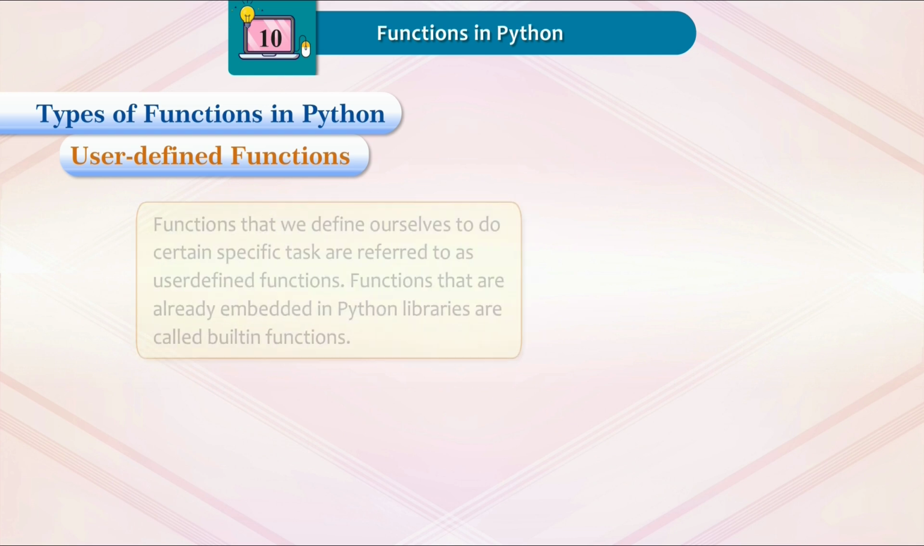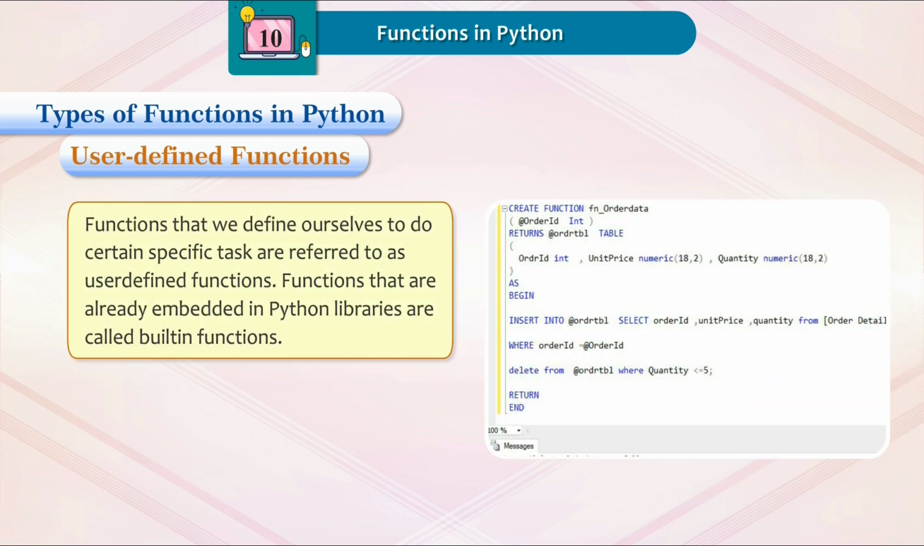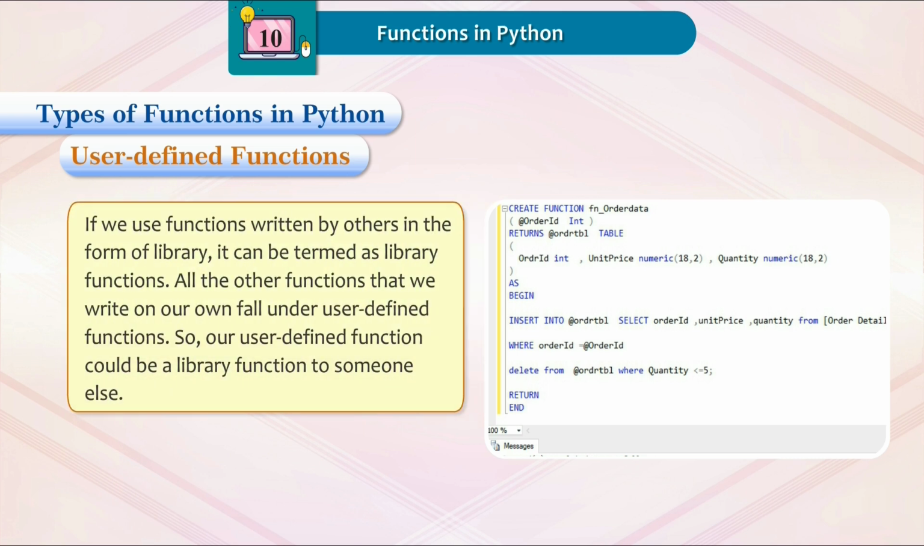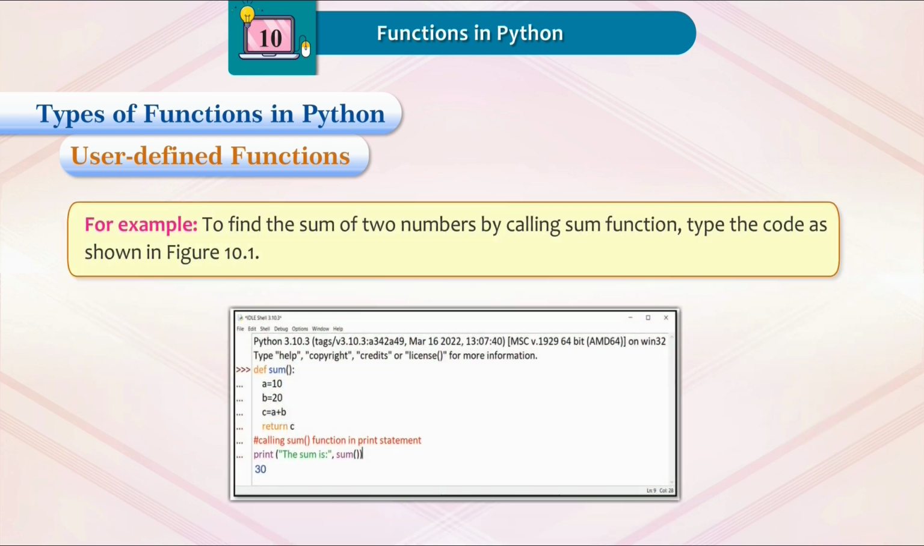User-defined functions. Functions that we define ourselves to do certain specific tasks are referred to as user-defined functions. Functions that are already embedded in Python libraries are called built-in functions. If we use functions written by others in the form of a library, they can be termed library functions. All other functions that we write on our own fall under user-defined functions. So, our user-defined function could be a library function to someone else. For example, to find the sum of two numbers by calling the sum function, type the code as shown in figure 10.1.